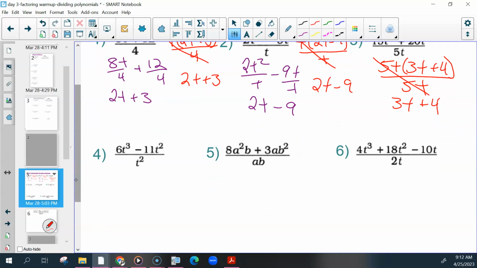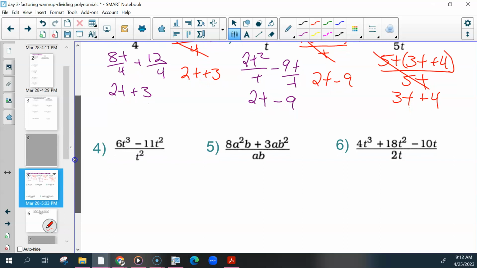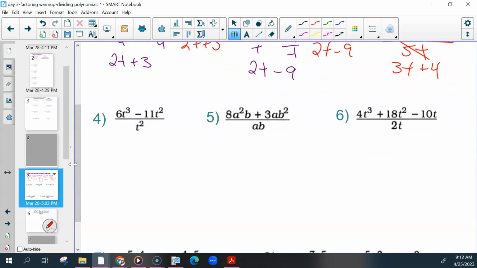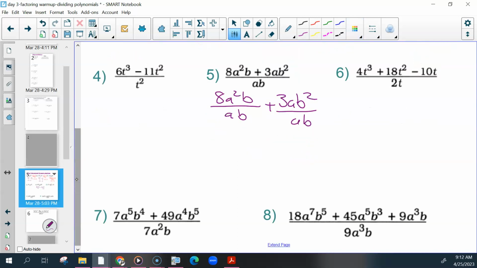Let's skip down to 5. Factoring method or splitting method? You guys choose. So if we're doing the splitting method, and if you want to do the factoring method instead for this one, that's fine. 8a squared b all over ab plus 3ab squared all over ab. What would this first one be? 8a. And the second one? 3b.